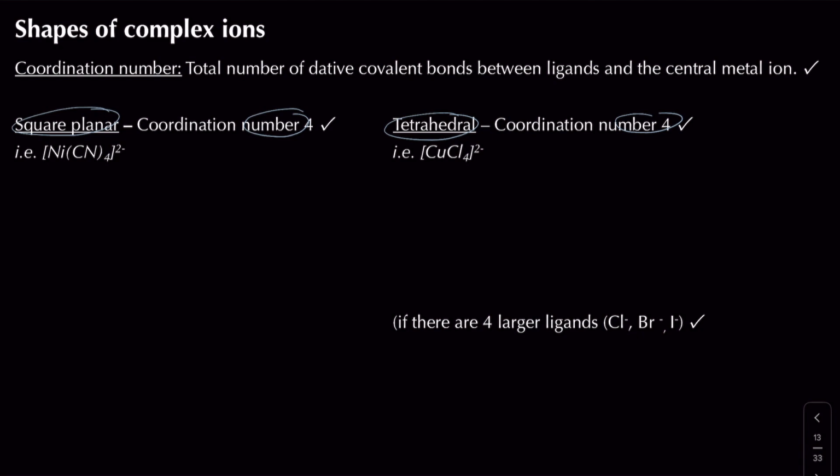But the thing is, if we were to have 4 larger ligands, let's say chloride, bromide, or iodide, we would normally end up with a tetrahedral shape as well. So any big bulky ligands are, of course, going to cause our shape to turn into a tetrahedral shape. How do I actually draw the first one then, a square planar shape?